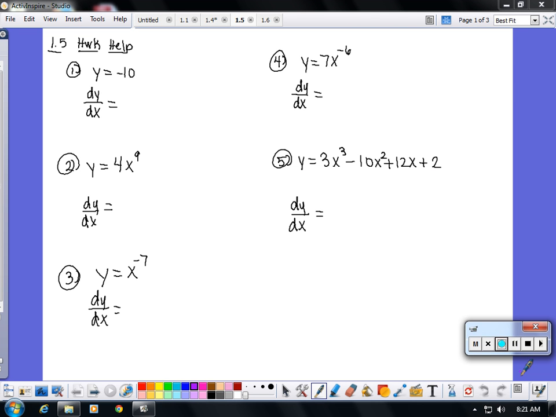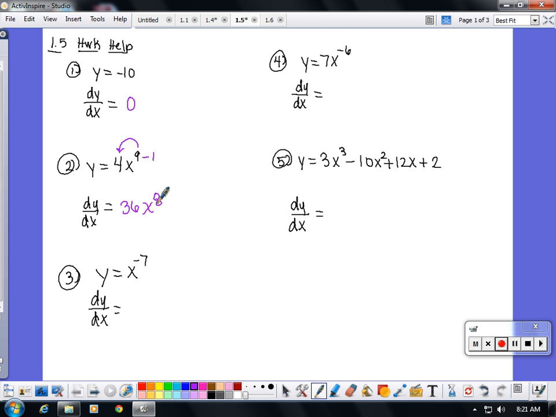1.5, we're allowed to use our shortcut rules now. Your first one is a constant. The derivative of a constant is always 0. Your second one is your basic power rule. Your power rule says take your exponent, 9, move it out front and multiply by its coefficient. So 9 times 4 is 36, x, and then you drop your exponent by 1, and that's where we get 8.